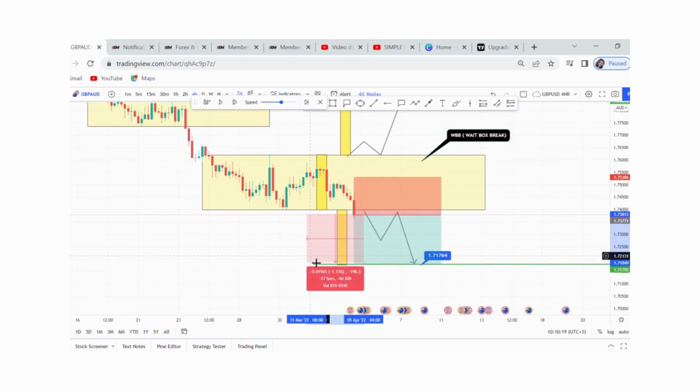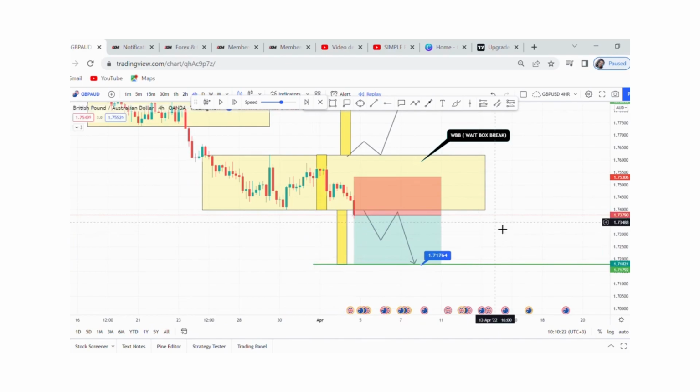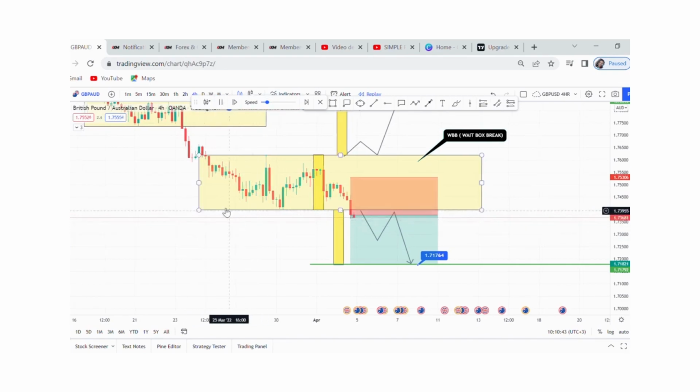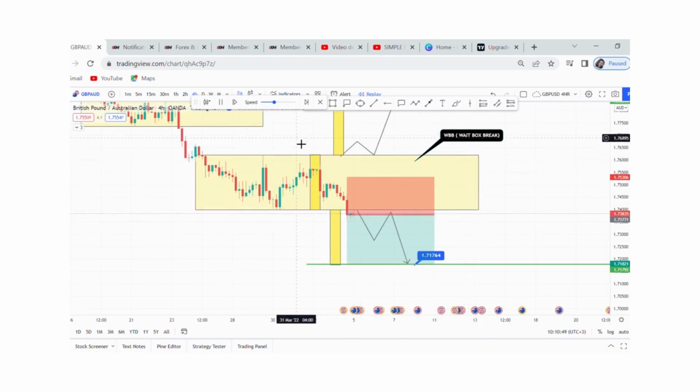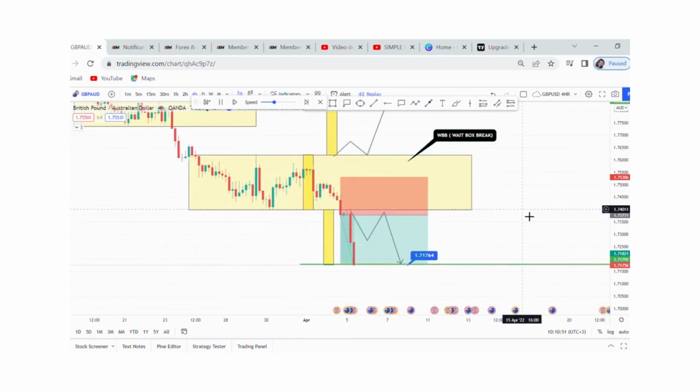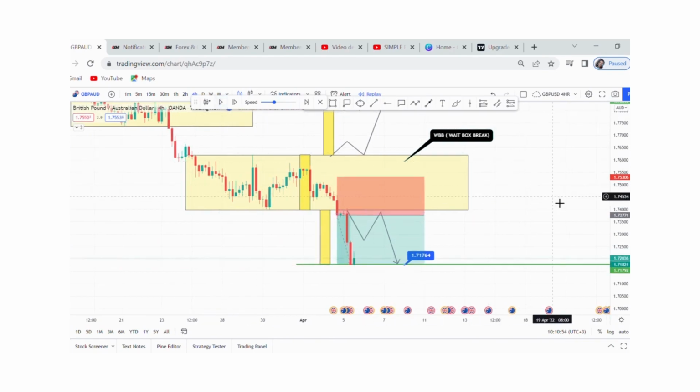So for you, it is to identify the break of the box, and then make sure you have entered that market and put your TP. Let's now play this. We press the play button so that you can see what really happened. So it was very, very easy, and the market gave you 196 pips. Guys, this is a very simple strategy to follow.